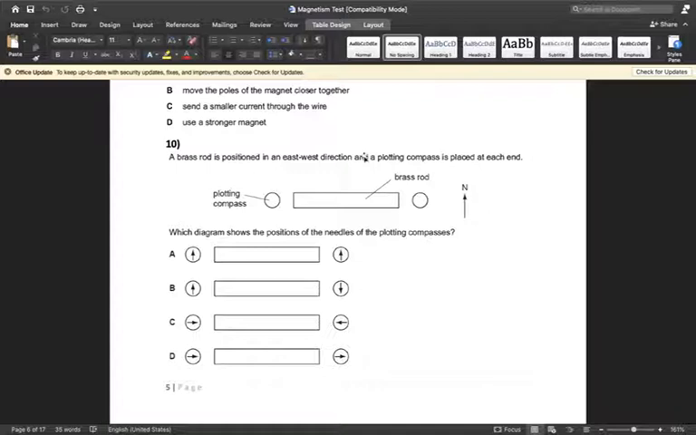A brass rod is positioned in an east-west direction, and a plotting compass is placed at each end. Which diagram shows the positions of the needles of the plotting compasses? A, B, C, D. Each one of you, I want you to type in your answer in the chat column. Let's see if we're going to have same or different answers. Question 10, please. Read the question carefully and type in your answers.